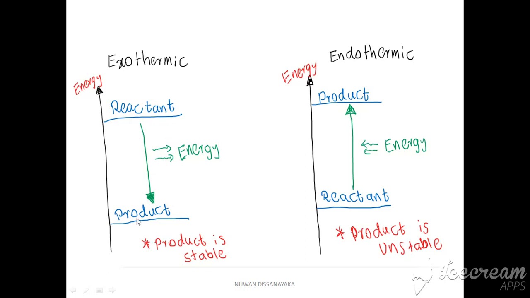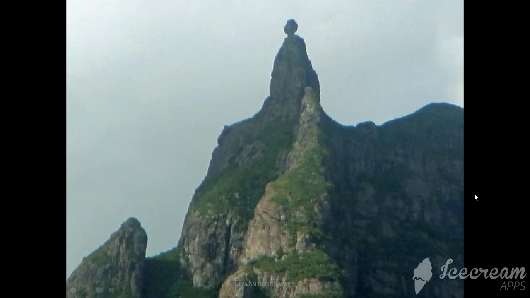And when you consider these two products, we can say that the product in the exothermic reaction, which means the product with less energy, is more stable than the product which has a great amount of energy. So another concept you should know is that if the energy is less, it is stable; if the energy is more, it is unstable. I'll explain this using an example.